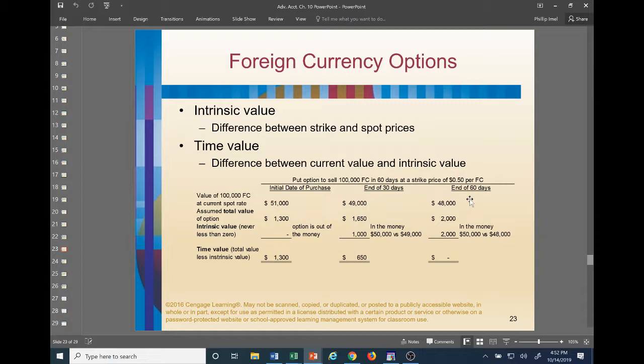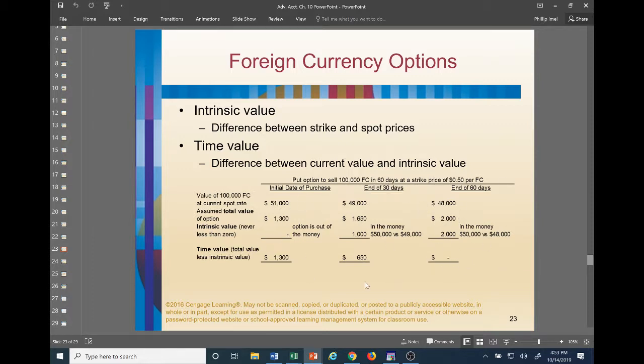And obviously the intrinsic value in this one is going to be $2,000 because we're in the money, $50,000 versus $48,000. In this case, the time value is going to be nothing, obviously, because the total value less the intrinsic value leaves us with nothing. And also, you know this because the time value has expired. It's at the end of the 60 days. So it should be that.